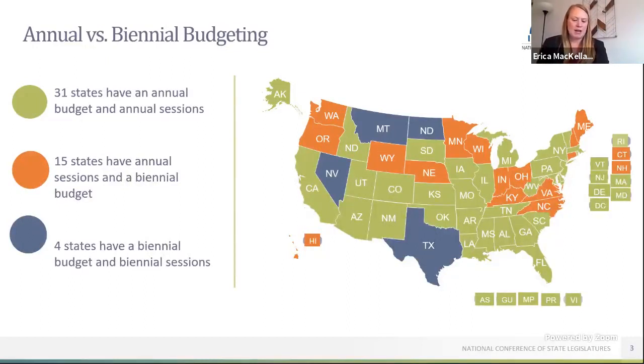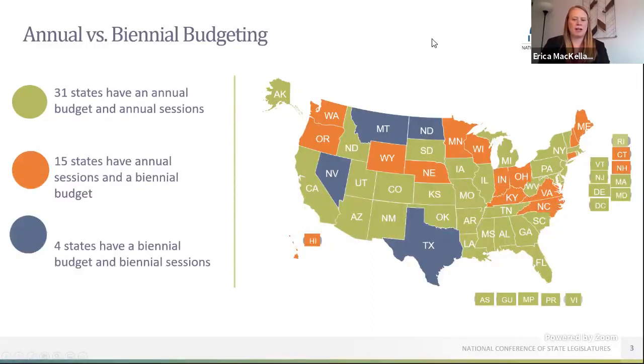So most states meet annually and pass a budget every year, but there are 15 states that meet annually but pass a budget every 2 years, and 4 states that pass a budget every 2 years, and the legislature also only meets every 2 years. Whether it's better to have an annual or a biennial budget is a topic that comes up from time to time. It doesn't change often, but some states have changed over the years. But in practice, it doesn't really matter that much.